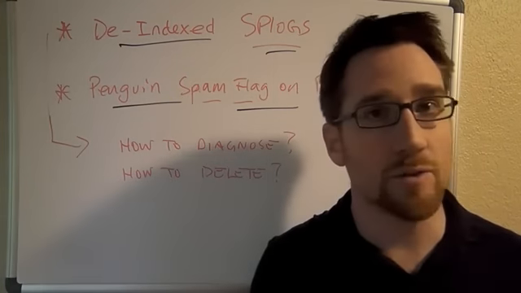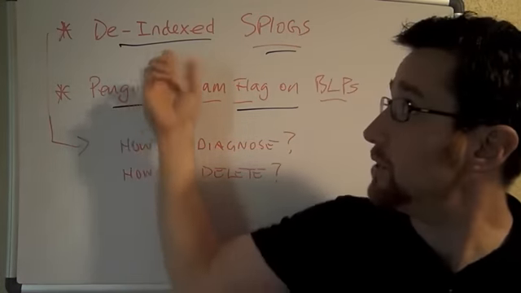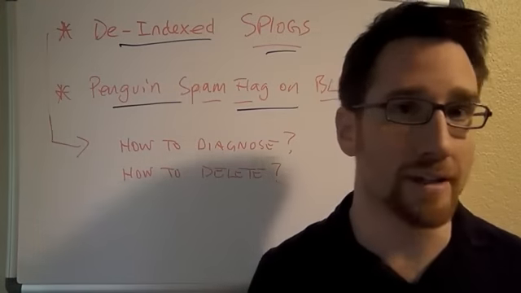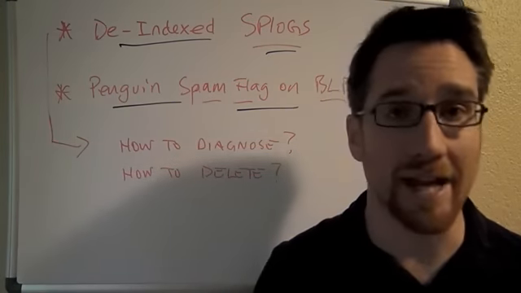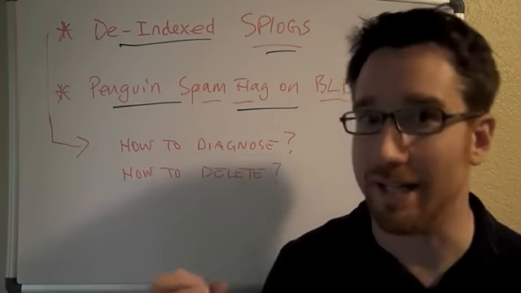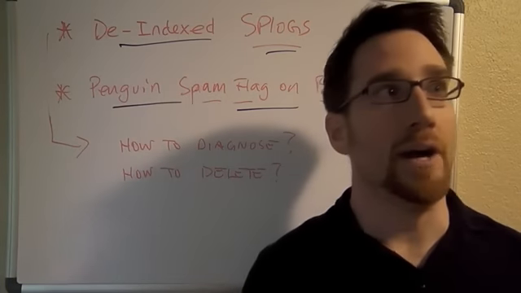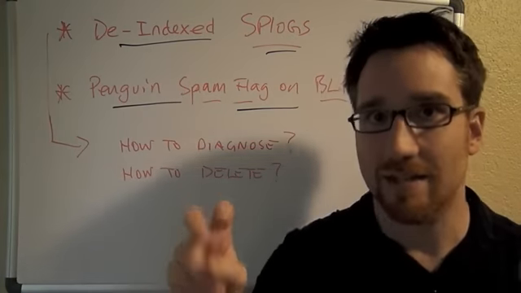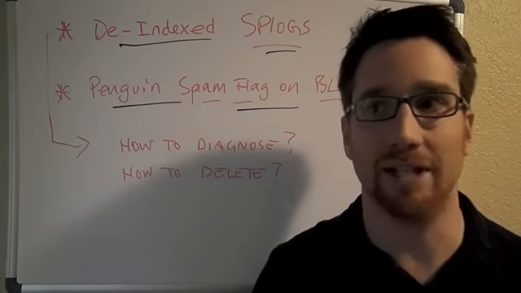Okay, the last two reasons that I'm going to cover today of why you would want to ever delete links are that you have some de-indexed blogs in your backlink profile, or maybe the Penguin algorithm has spam flagged some of your backlink pages and they're now passing negative link juice. So the question is, how do I diagnose these bad links and how do I delete them exactly? How do I specify which ones I should be deleting?